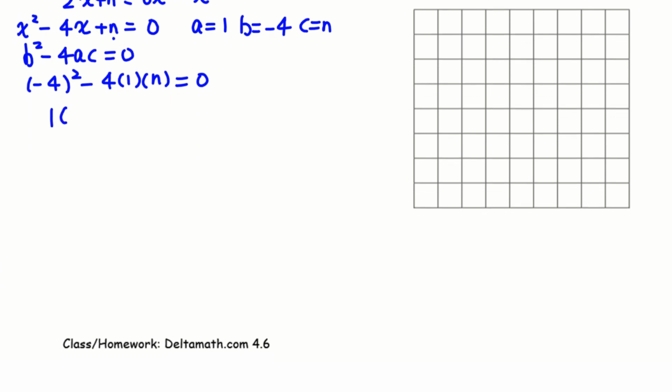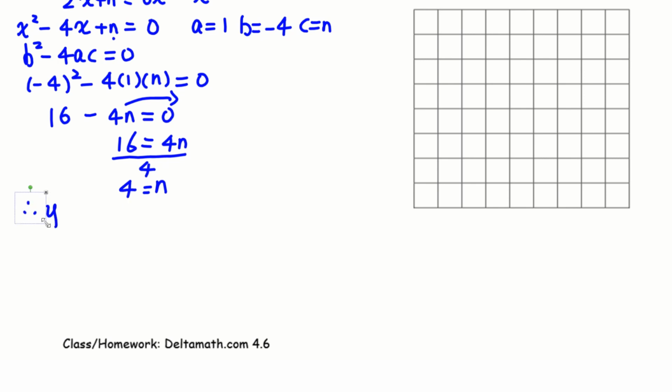So 16 minus 4n equals 0. Then we isolate the variable, so we move minus 4n to the other side. You have 4n equals 16. Then in order to solve for n, we move the 4 to the other side by doing the opposite operation, which is division, so n equals 4.